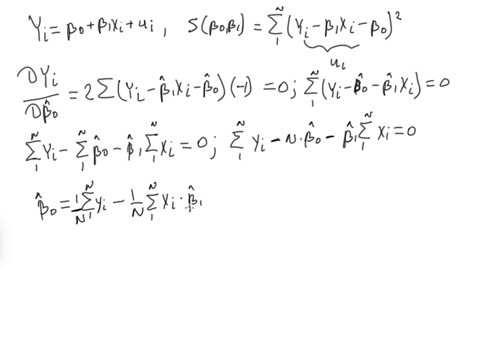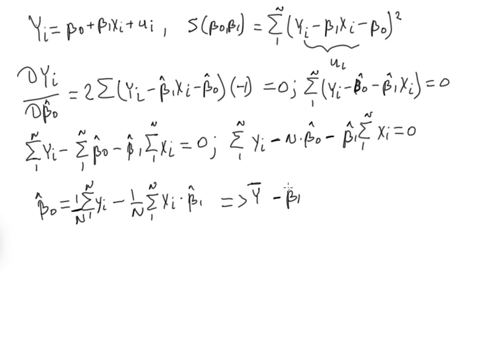Sorry, beta 1 hat is missing there. From here now we know this one is y bar, because that's basically the sum of y divided by n, there are n of y's, so that's the sample mean. This is not y_i anymore, because a sample mean is a constant. So let me clean this quickly.